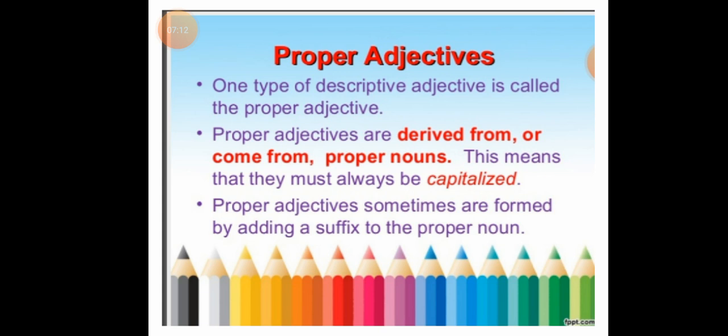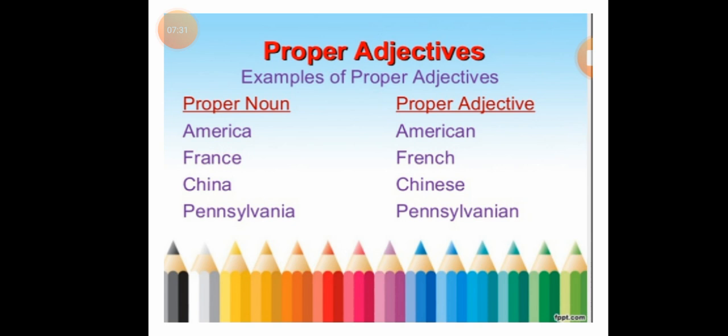Now proper adjectives. As the name suggests, one type of descriptive adjective is called a proper adjective, derived from, or coming from, a proper noun. This means that they must always be capitalized. Proper adjectives are sometimes formed by adding a suffix to the proper noun. See, the proper noun is America; the proper adjective becomes American. France becomes French.